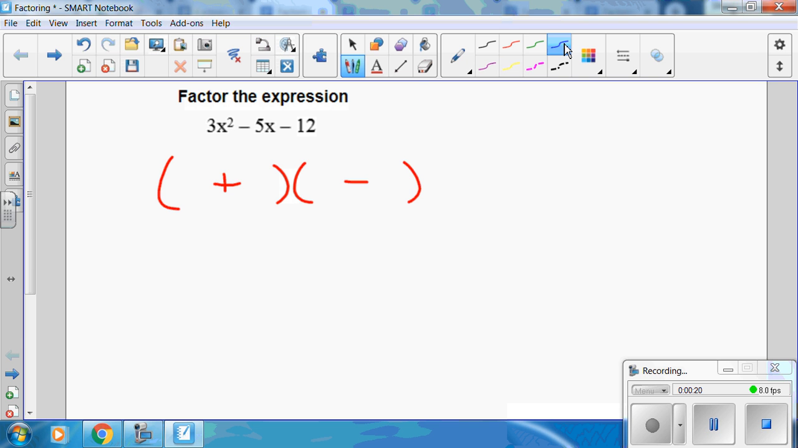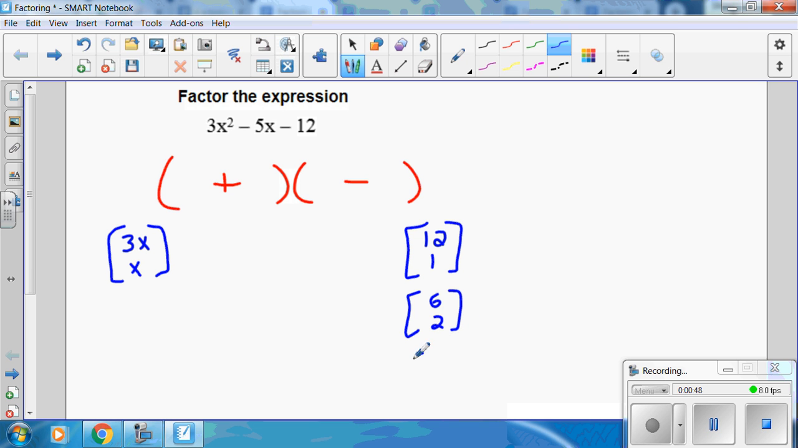And now we look at the first term, and we figure out, okay, what two numbers multiply to give us 3? And I'm going to put them over here. Well, that's just going to be 3x and 1x. That multiplied together gives us 3x squared. And then we need two numbers that multiply to give us 12. Well, that's going to be 12 and 1. We have 6 and 2. And we have 3 and 4.